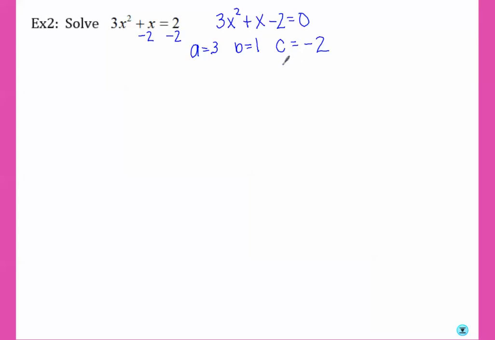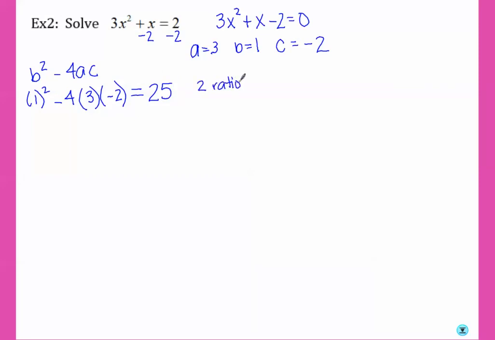So the first thing we're going to find is our discriminant. So 1 squared minus 4 times 3 times negative 2. When we simplify all that, we get 25. So since 25 is a positive number, we know we're going to have real roots. And since it's a perfect square, we know we're going to have two rational roots.